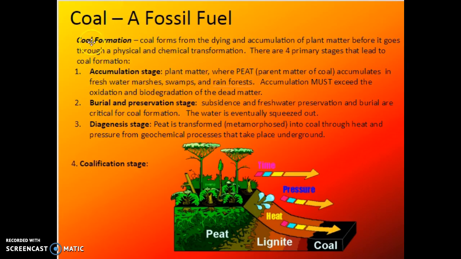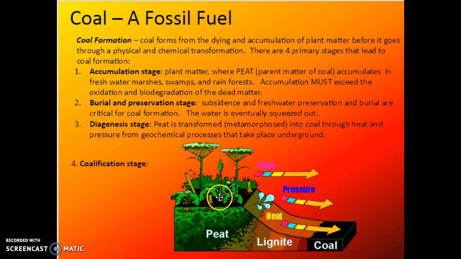So here we can look at how coal forms. Coal forms from the dying and accumulation of plant matter before it goes through a physical and chemical transformation. And there are four primary stages. We have the accumulation stage, where plant matter, where peat, in this case the parent matter of coal, accumulates in freshwater, marshes, swamps, and rainforests. Accumulation must exceed the oxidation and biodegradation of the dead matter. Then we have the burial and preservation stage. Subsidence, that's essentially sinking or moving downward, and freshwater preservation and burial are critical for coal formation. The water is eventually squeezed out. Then we have the diagenesis stage. Peat is transformed, it is a form of metamorphosis, into coal through heat and pressure from geochemical processes that take place underground. And so when we look at them all together, we create coal.